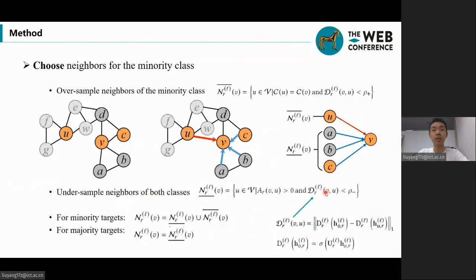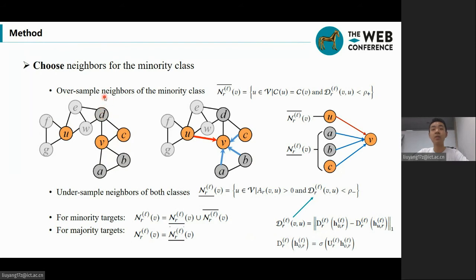Then in the next step, we need to choose neighbors for each node, especially for the minority class. Take node V as an example. It has 4 neighbors, A, B, C, D. 3 of its neighbors, A, B, D, belong to the majority class, and 1 of its neighbors belongs to the minority class. What we want to do is to oversample the minority class neighbors and undersample the majority class neighbors.